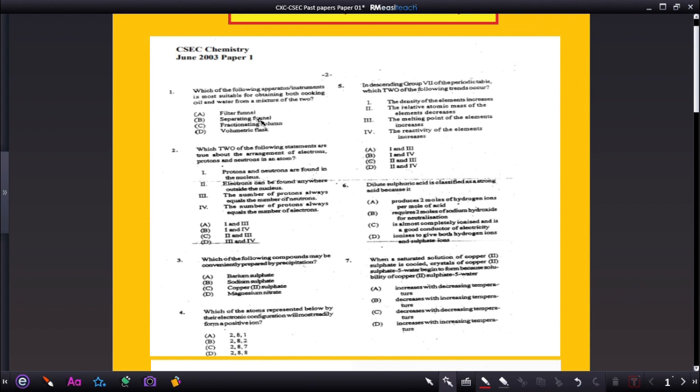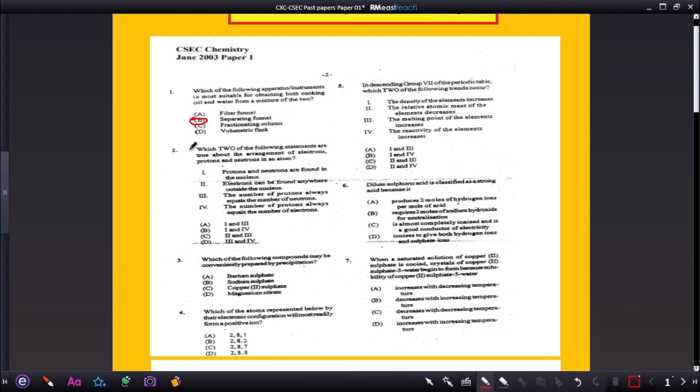A filter funnel is used to separate a filtrate from the precipitate. A separatory funnel is used to separate immiscible liquids such as oil and water. So the answer would be B. Fractional distillation or a fractionating column is used to separate substances that are miscible, while a volumetric flask is usually for holding reagents and so forth.